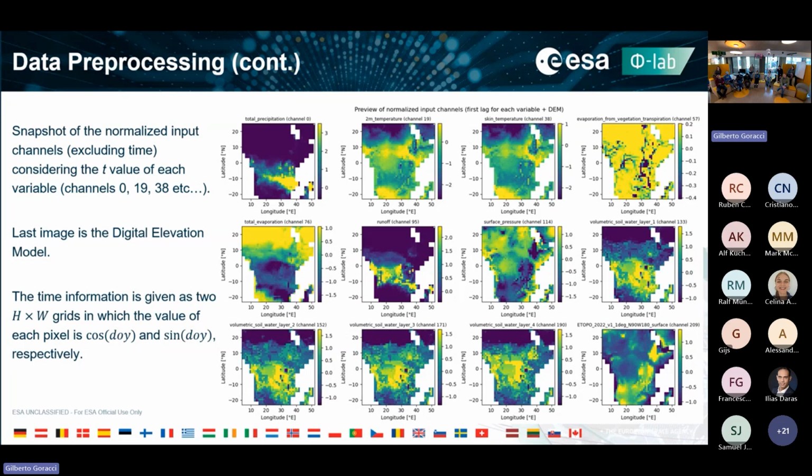The choice of cosine and sine is based on the fact that we want the time to be a continuous variable. So if we use, for example, the day of year, like from 0 to 365, then your network sees something that is linear, and then all of a sudden it goes to 0. And AI frameworks don't like something like that.